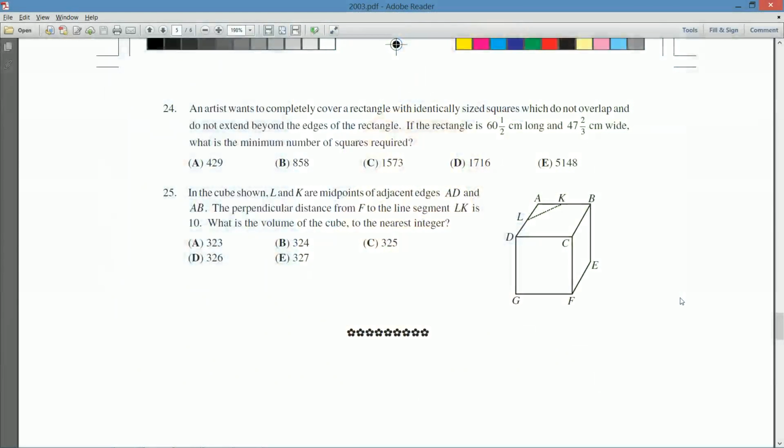Question number 25. In the cube shown, L and K are midpoints of adjacent edges, AD and AB specifically. So K is in the middle of AB and L is in the middle of AD. The perpendicular distance from F, which is all the way down here, to the line segment LK. Okay, so perpendicular distance, that means it's going to make a right angle here.